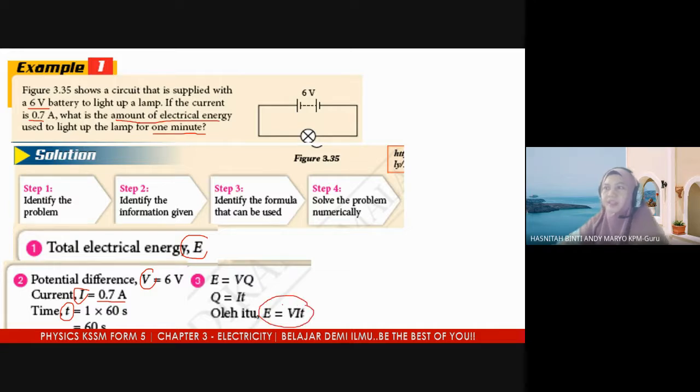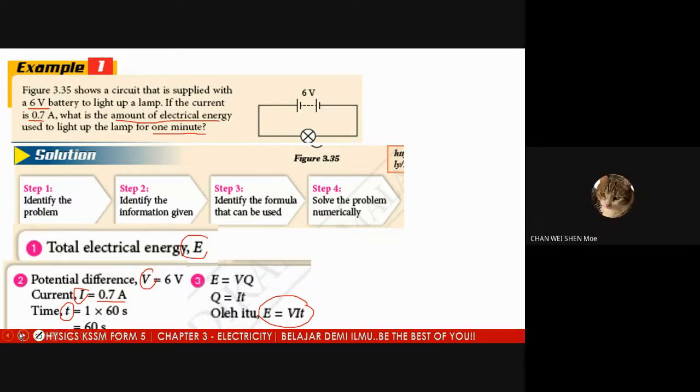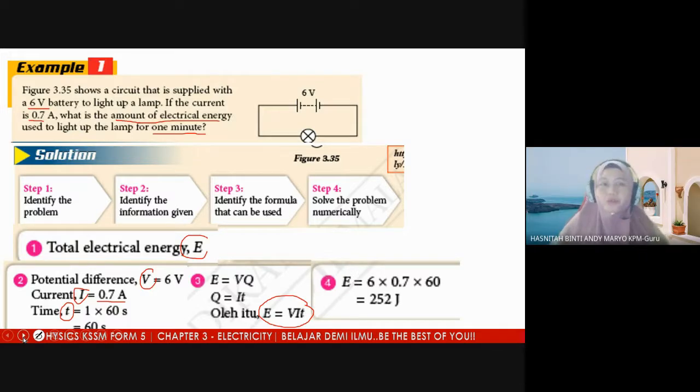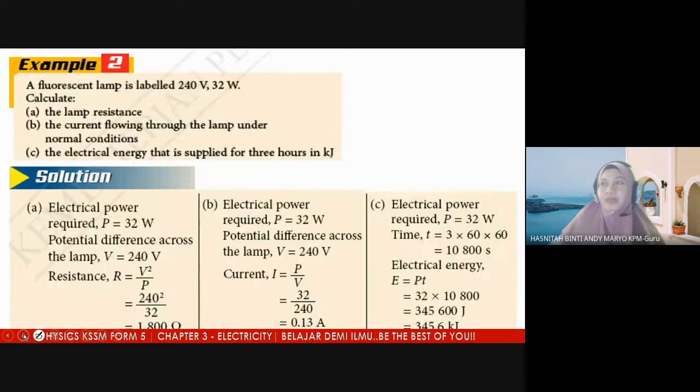Alright. Can you tell me what is the answer for this? Find the electrical energy used to light up the lamp for 1 minute. Please calculate, students. V is 6, I is 0.7. The time is 60 seconds. The answer is 252. Yes, very good. 252 joule. Easy, right? Then the second example. This is the formula we apply, E equal VIT. Second example also from your textbook.